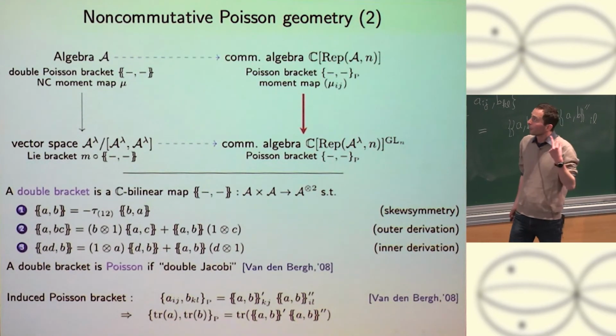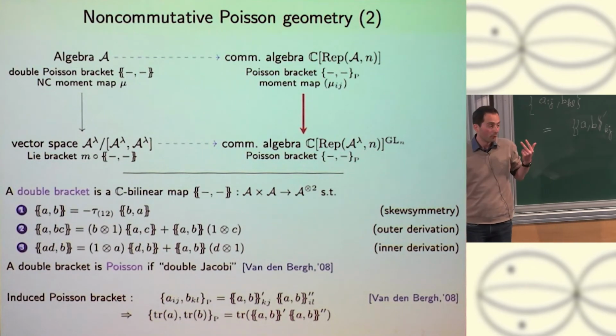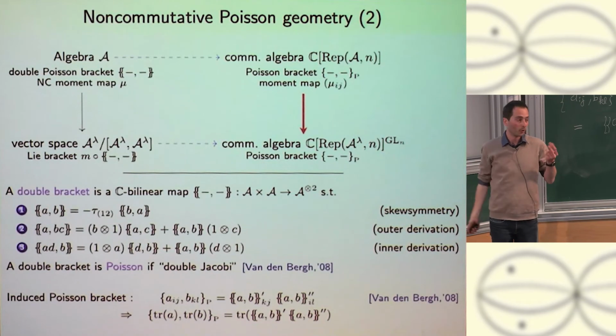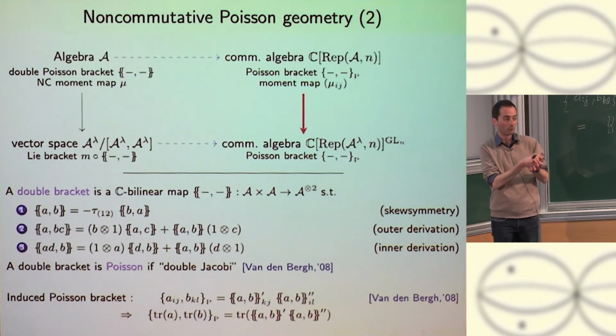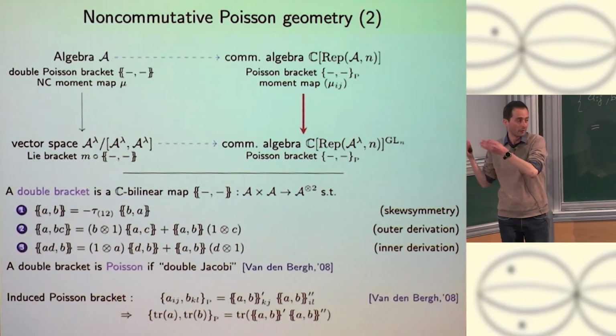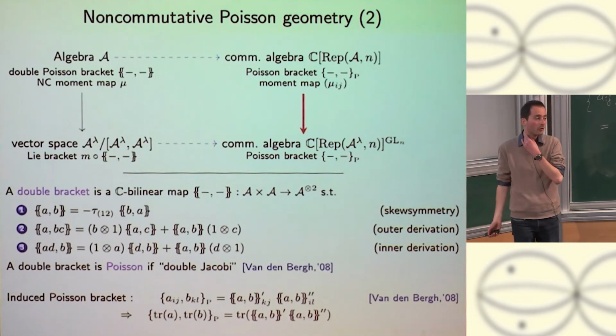So for example, if you look at the algebra as being the path algebra of a double quiver, this non-commutative moment map is just the sum of the commutators of the element in the original quiver with that double. So it's really the analog of what you had for quiver varieties in the construction. I see, but it can't be any element of the algebra.